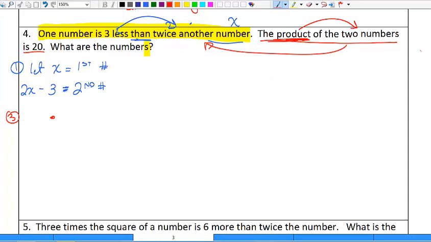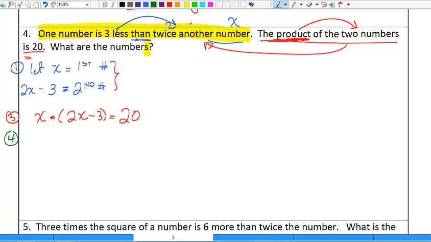The product of the two numbers, by the way, the two numbers were the things that I just mentioned in the last sentence, which I've already decided are x and 2x minus 3. These are my numbers. Is. What does is mean? Is means equals 20. And now I have my equation.